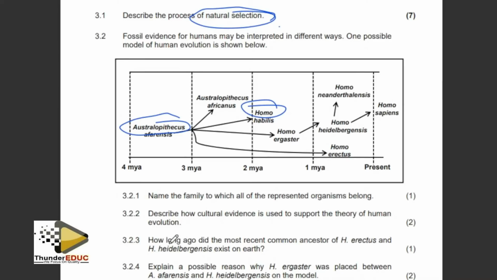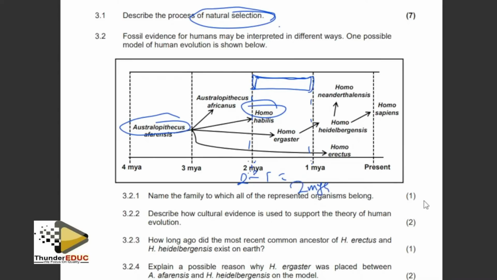How long ago did the most recent common ancestor of this and this exist on Earth? Now, when they say how long ago, for example, did Homo ergaster exist, you come here. If this is Homo ergaster, I draw where it appeared and where it got extinct. How long ago did they appear? This is how they appeared. It means that it's going to be 2 million years.